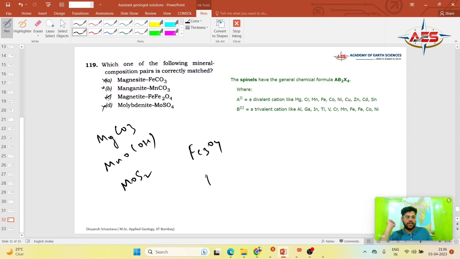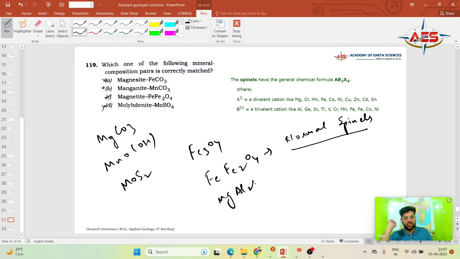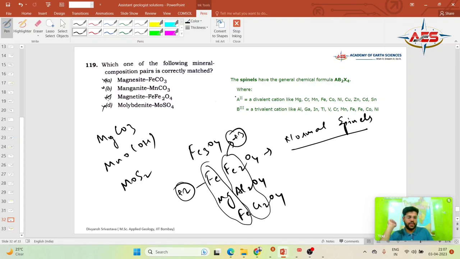Fe3O4, but we usually represent it in a particular way because it is a spinel group mineral belonging to the normal spinels. Apart from that there are also inverse spinels, like franklinite, chromite, and spinel also, MgAl2O4. FeCr2O4, this is a correct way of writing, which shows that this site is in plus 3 state, while this particular site is in plus 2 state. So the general formula is AB2X4. Okay, so magnetite is the correct option here.